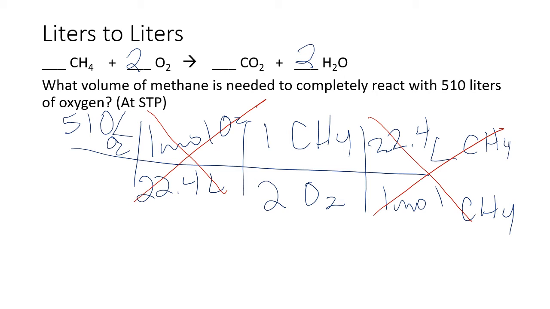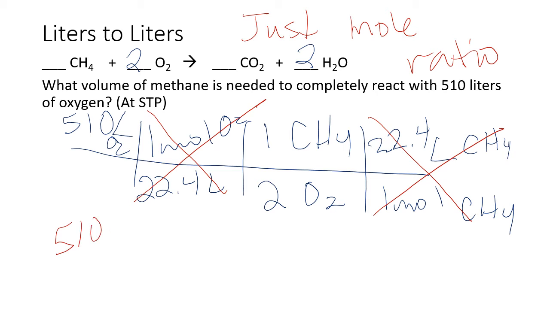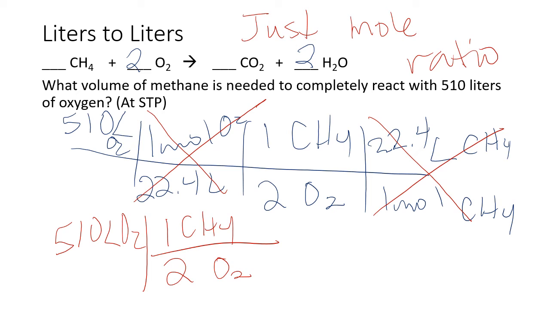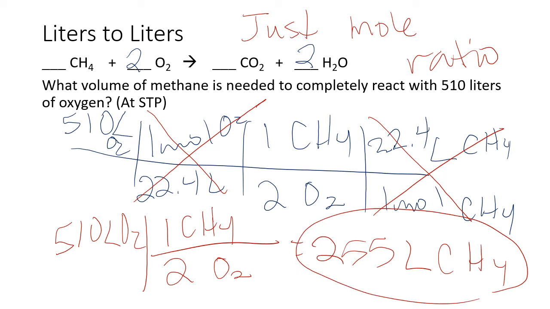So those can cancel each other out. So really what I'm left with is just the mole ratio. So this is just mole ratio. So really what you end up with in the end is you just take 510 and you're dividing it by 2. So you could originally just have written this with just the mole ratio. So 2 of your O2, 1 of your CH4. So you're going to just take half of 510, which gives you 255 liters of your CH4.